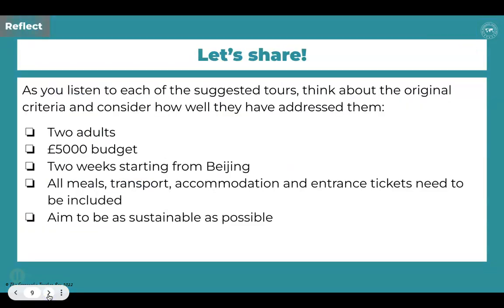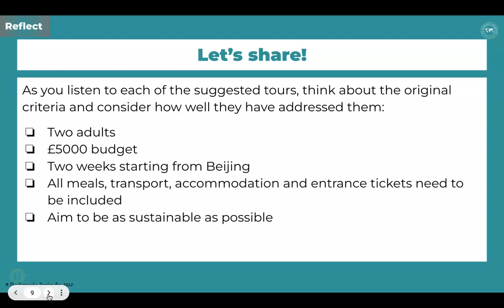Okay, once you've had opportunity to present and go through your different ideas, if you're in a classroom setting, it'll be great if you can hear what other people have planned out as well. If not, why not get somebody to look through your tour that you've designed and see how well you've addressed each of the different points of the criteria? Have you always got accommodation for 2 people? Have you stuck to your budget? Is the tour a total of 2 weeks, and do they manage to get back to Beijing where they start?